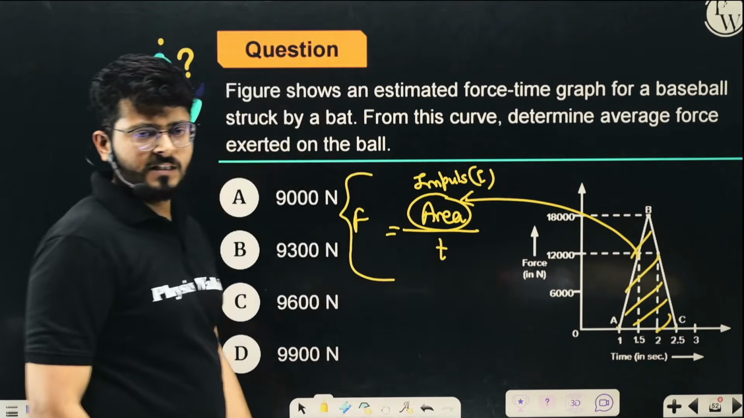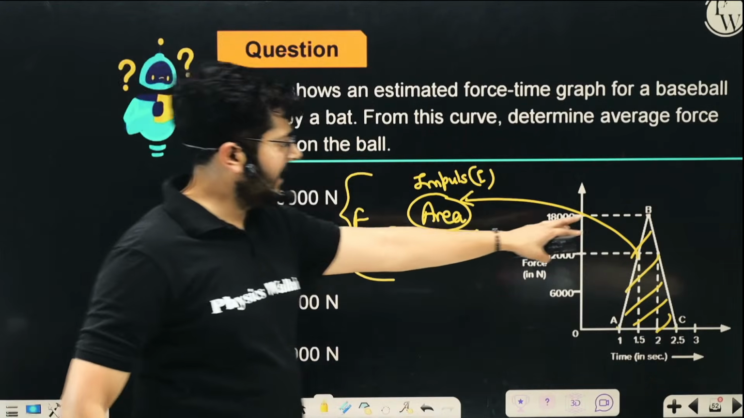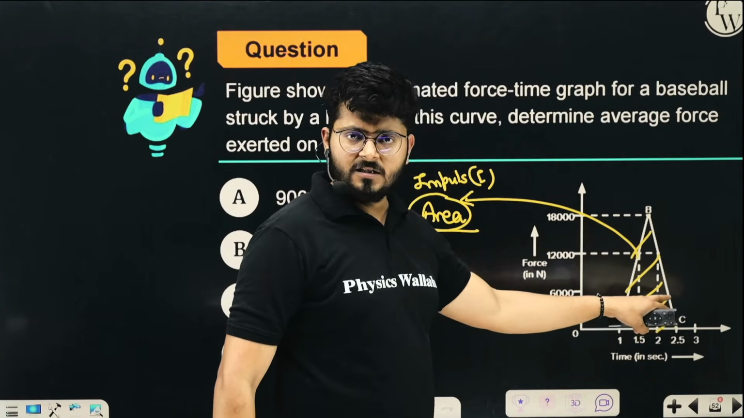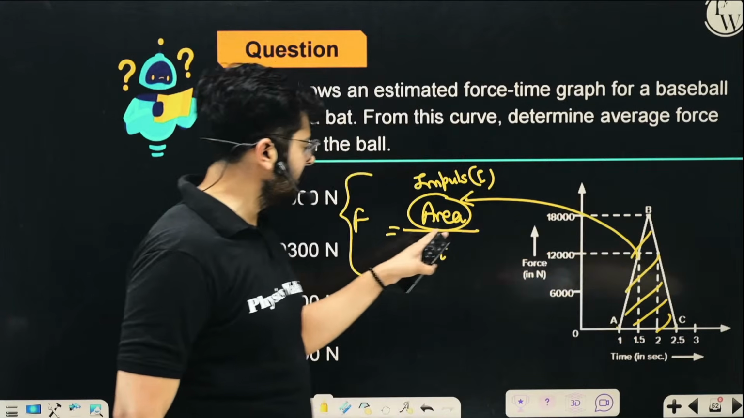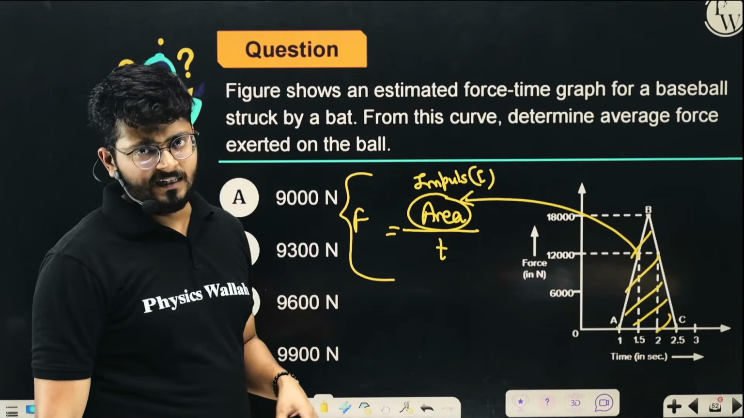This is the key concept behind it. So what is the main concept? The area under the curve is representing the impulse. And if you divide that area under the curve by time, you can calculate what will be the average force during the entire journey.